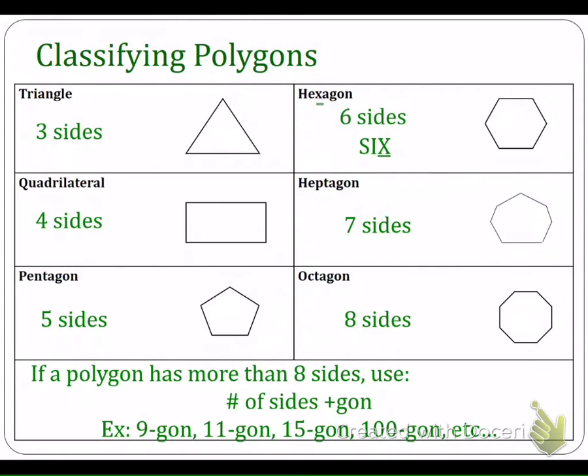10 is a decagon, like a decade. I don't know why it's not on this chart. If you said 10 gon, I would give it to you. That is a transformer. Deca, like a decade, 10 years.